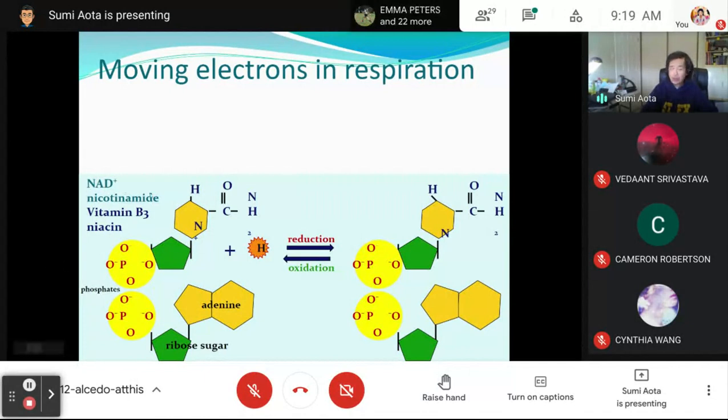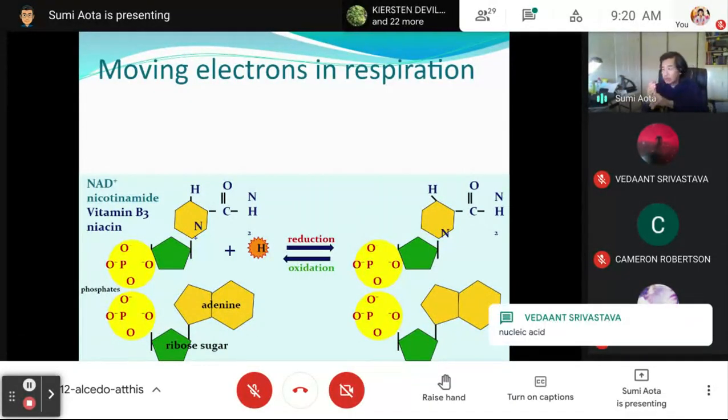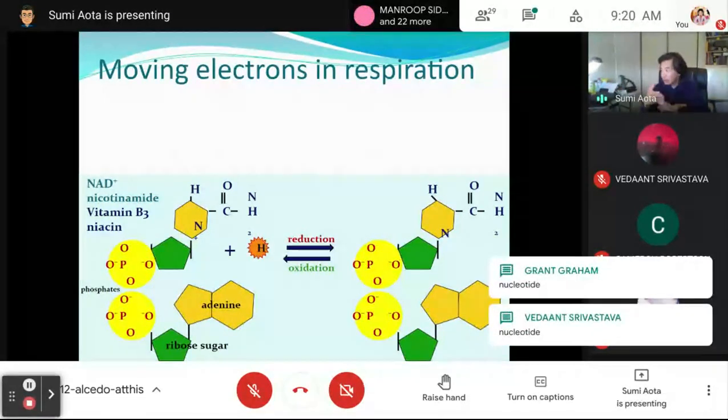You don't need to know the full name. The full name is nicotinamide adenine dinucleotide. But you just need to know it as NAD+. Based on its name and looking at the components in it, what do you think this molecule is? Carbohydrate, nucleotide, lipid, or protein? Yeah, it's a nucleic acid.